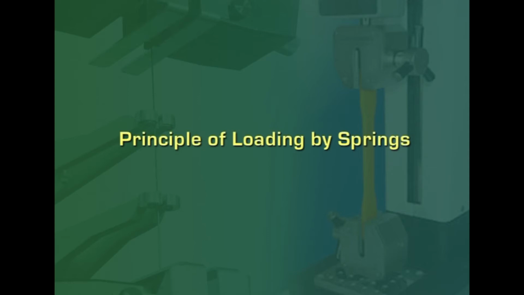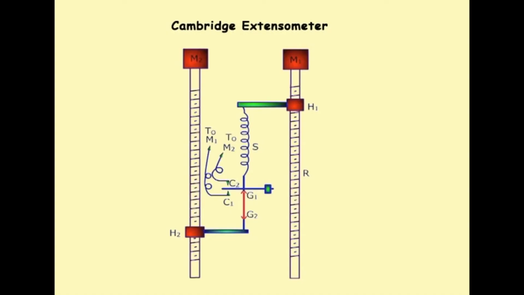Then let us look at the principle of loading by springs. It is a simple principle of applying stress to the specimen by use of springs. An important property of the spring is the linear relationship which exists between the amount by which its initial stress has been changed and the force required to change it. A helical spring is used in some instruments such as the Cambridge extensometer. In the diagram shown, a helical spring S has a linear strain curve, and therefore the tension developed in it is proportional to the extension.